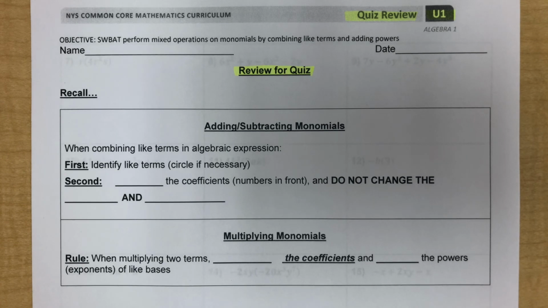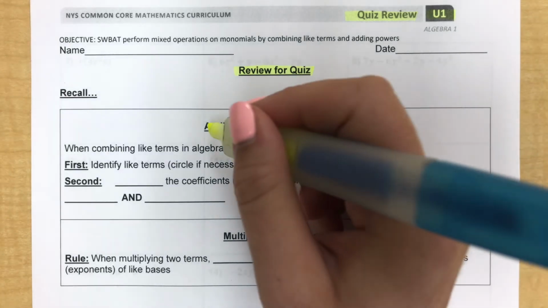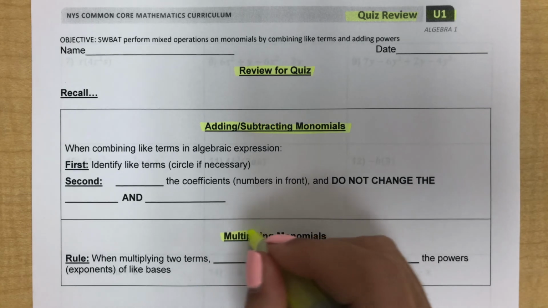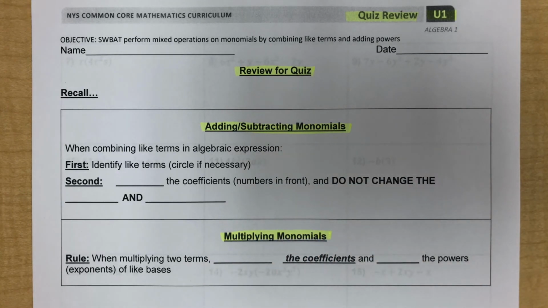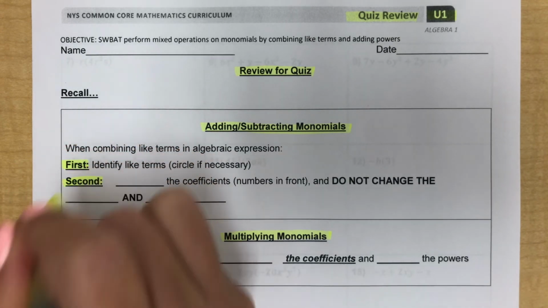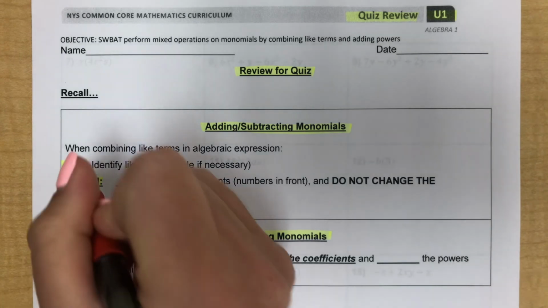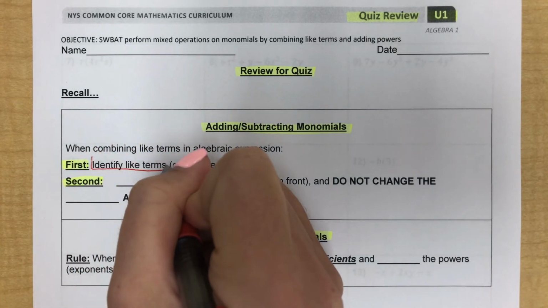There's two major topics that we've been going over during the last 3 days. One of them would be adding and subtracting monomials, and the other is multiplying monomials. All right, if I'm adding and subtracting monomials, there's two steps that I have to remember. I'm just gonna highlight those out on the side. The first is gonna be identifying like terms. This is always gonna be your first step.